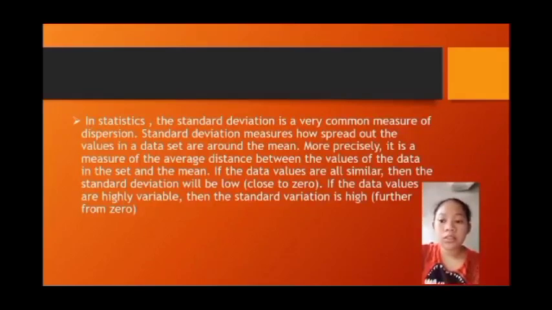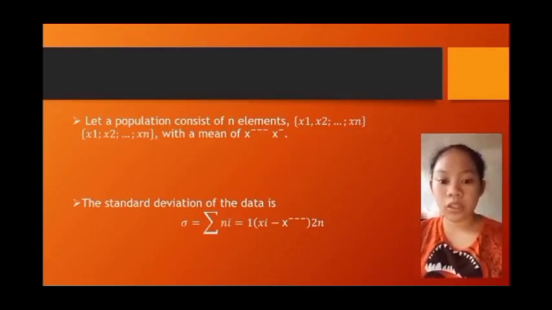In statistics, the standard deviation is a very common measure of dispersion. The standard deviation measures how spread out the values in the data set are around the mean. More precisely, it is a measure of the average distance between the values of the data in the set and the mean. If the data values are all similar, then the standard deviation will be low, close to zero. If the data values are highly variable, then the standard deviation is high, further from zero. That's the formula on how to compute the standard deviation.